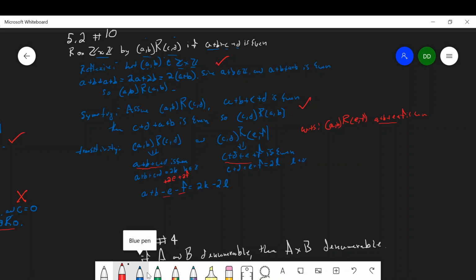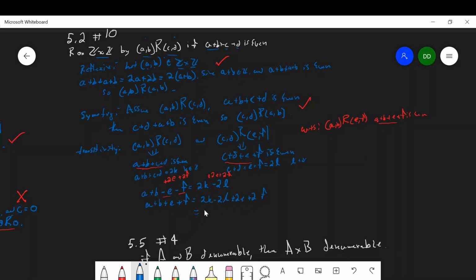And so let's do that. So I'm going to add 2E and 2F to both sides. So I better do the same thing over here too. Plus 2E plus 2F. And what do I get then? I'm going to get A plus B plus E plus F equal to 2k minus 2l plus 2e plus 2f.